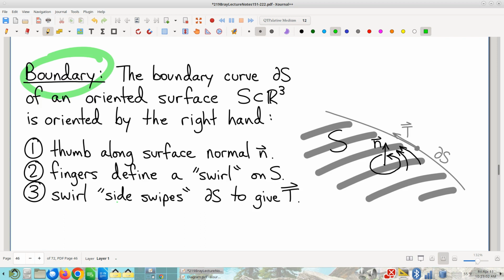Somehow these lights came on. Hang on a second. That's better. Okay.